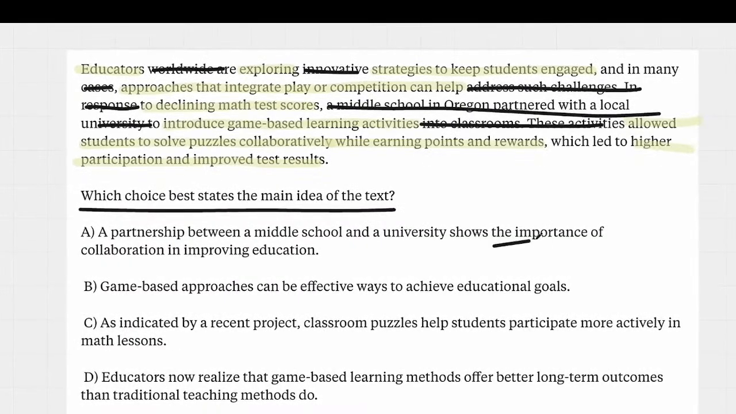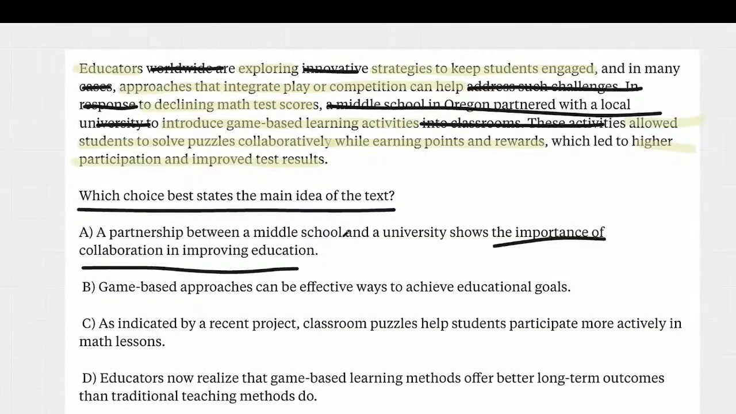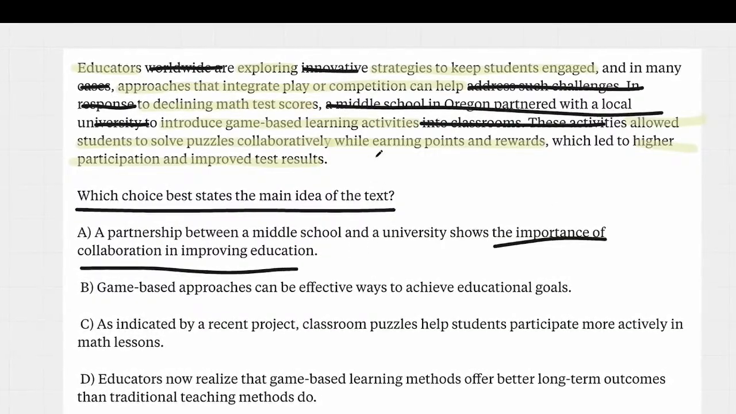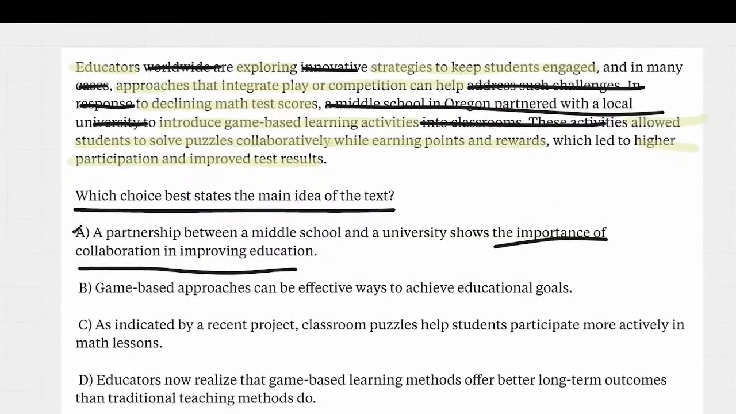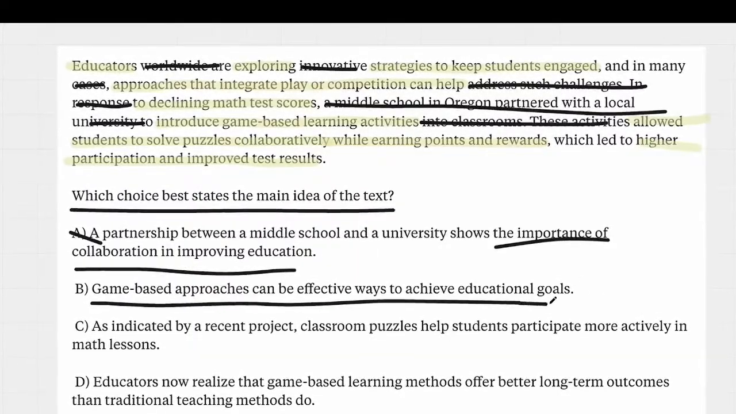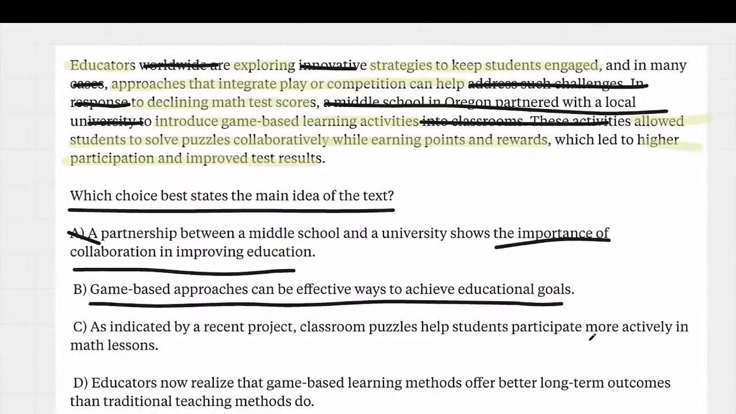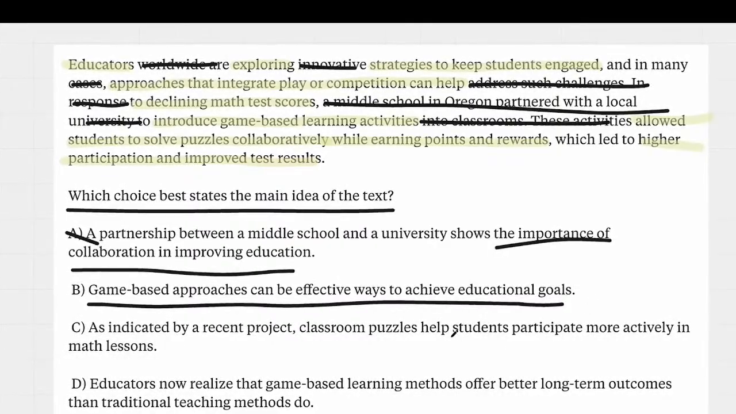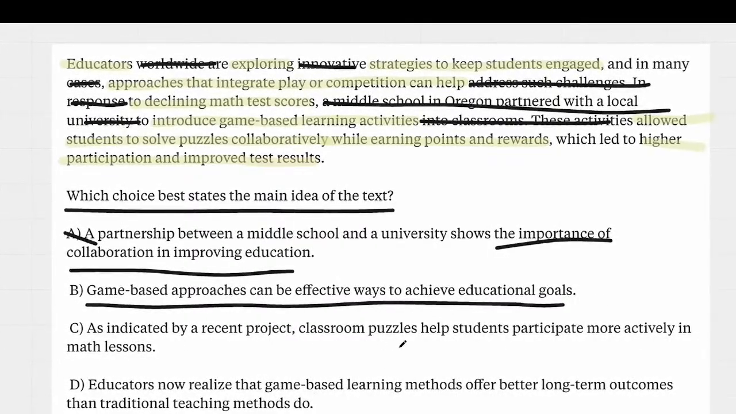So first we see, the importance of collaboration improving education. That's probably too specific because we're not really talking just about collaboration. We're talking about all these different things with gamification. So A is probably going to be incorrect. B, game-based approaches can be effective to achieve educational goals. That seems pretty good. Then C, as indicated, classroom puzzles help students participate more actively in math lessons. So this is pretty good, but it doesn't really talk about the game-based elements of it at all.